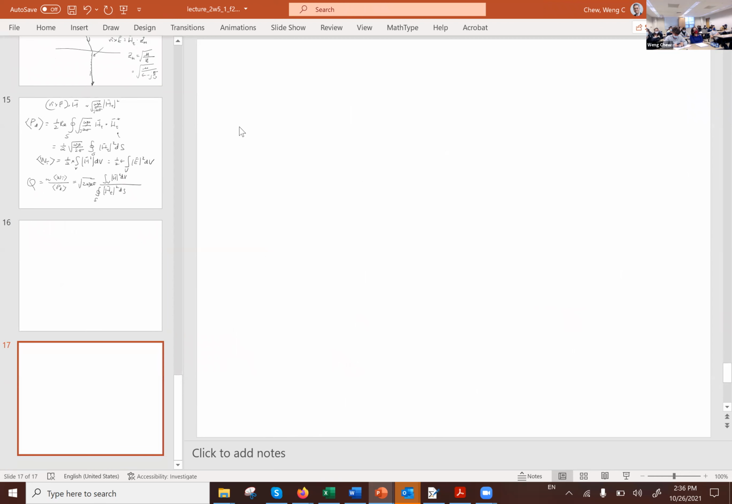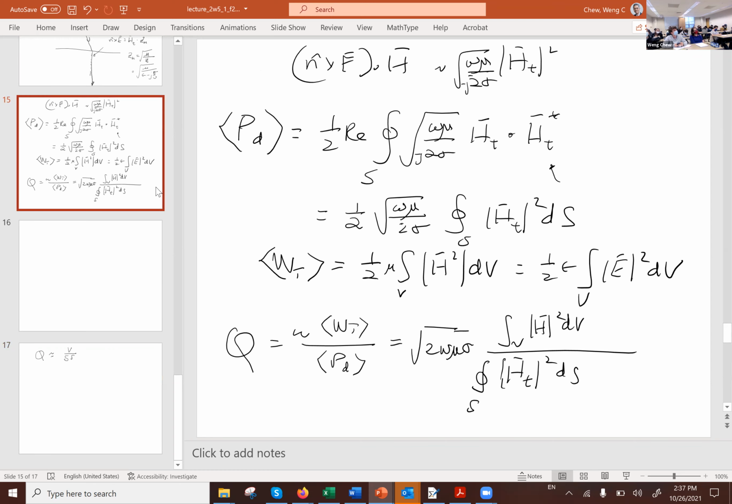So the Q of the cavity is in a sense proportional to the volume over the surface times the skin depth. You can show this, because you can plug in the skin depth formula in here. This is the inverse of the skin depth. This is the volumetric integral. This is the surface integral.